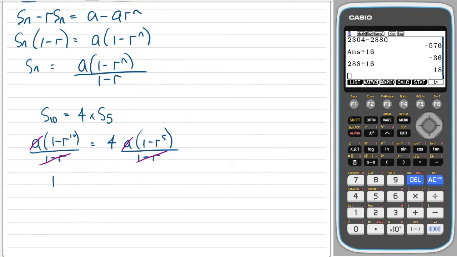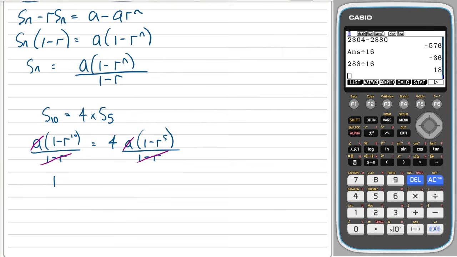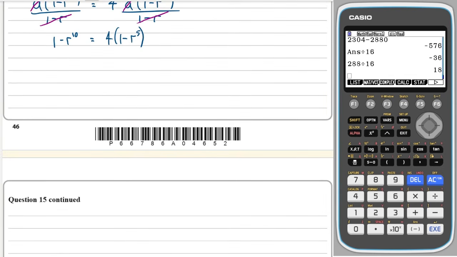So I'm left with 1 minus r to the 10 is equal to 4 lots of 1 minus r to the 5. And then we can expand that bracket. And then we can move it all over to the right side. So we have the highest power is positive. And we have this, and then minus 1 is going to give us 3.